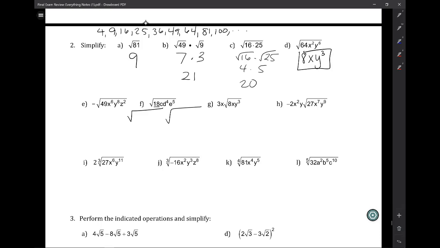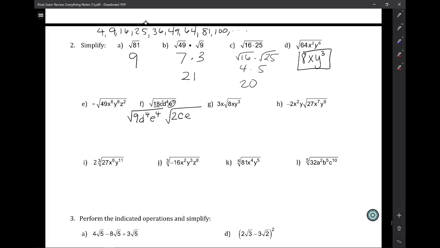So 18, what I notice is 9 times 2 is 18. C to the first power, since that is not even, that's going to go in the bad side. D to the 4th power, it's even, so that's going to go on the good side. And e to the 5th has to split up to be e4 and e1.